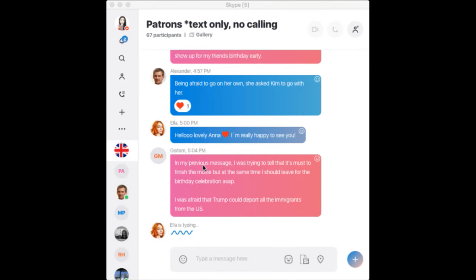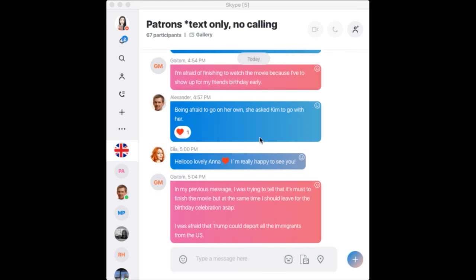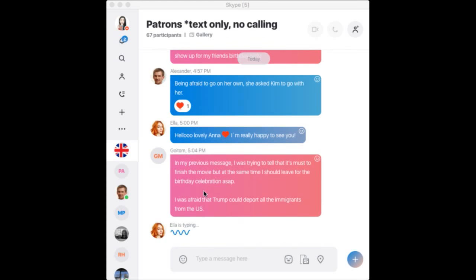All right, so let's go back to my patron room. In my previous message, I was trying to tell that it must have finished the movie, but at the same time, I should leave for the birthday celebration ASAP. Okay, so it's not something you're scared of. So that sentence doesn't work for being scared. So we'll come back to that one. I was afraid that Trump could deport all immigrants from the US.